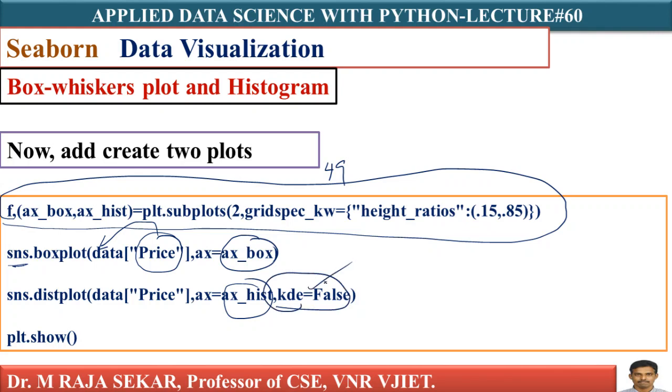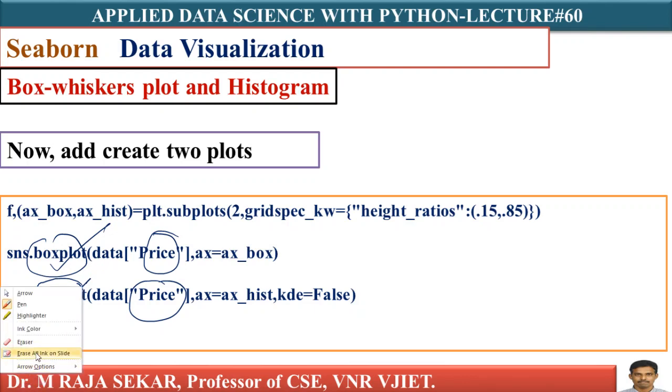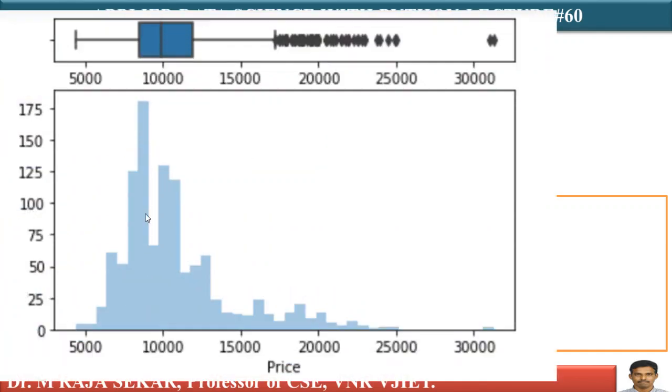KDE I also discussed. What is KDE? KDE equal false, as in previous lectures. I already discussed all these things. Then plt.show, which shows the output. Here I am constructing the box plot. Here I am also constructing the distplot, which is a histogram. I already discussed what a histogram is. For the same variable price, I am constructing a box plot as well as a histogram, and I am keeping the output in the same window by splitting that window into two parts so that I can compare them easily.